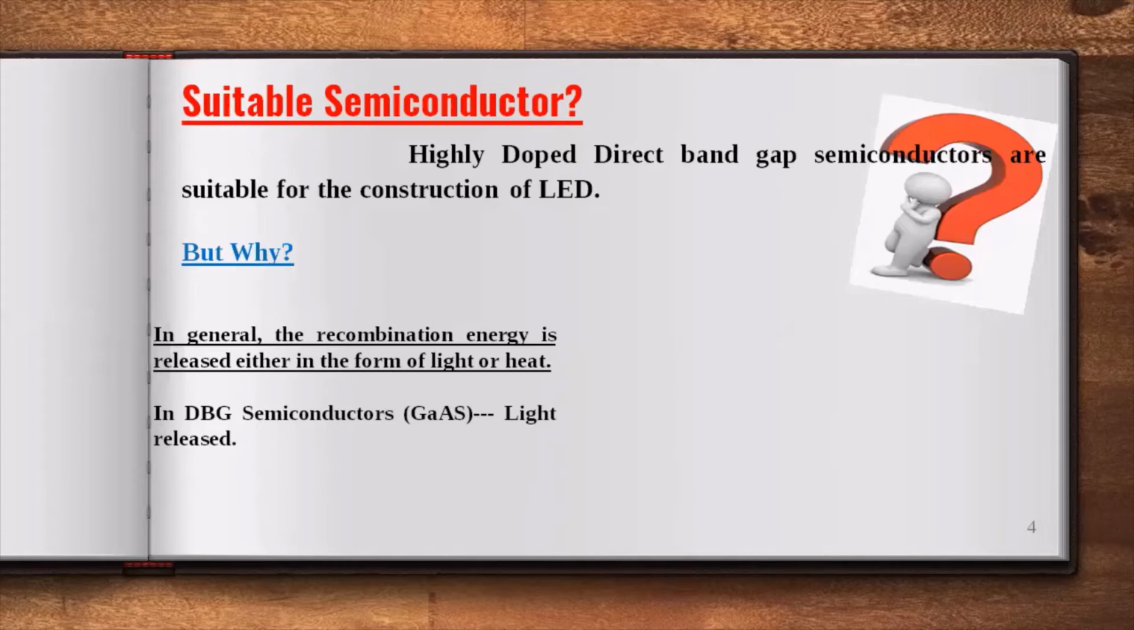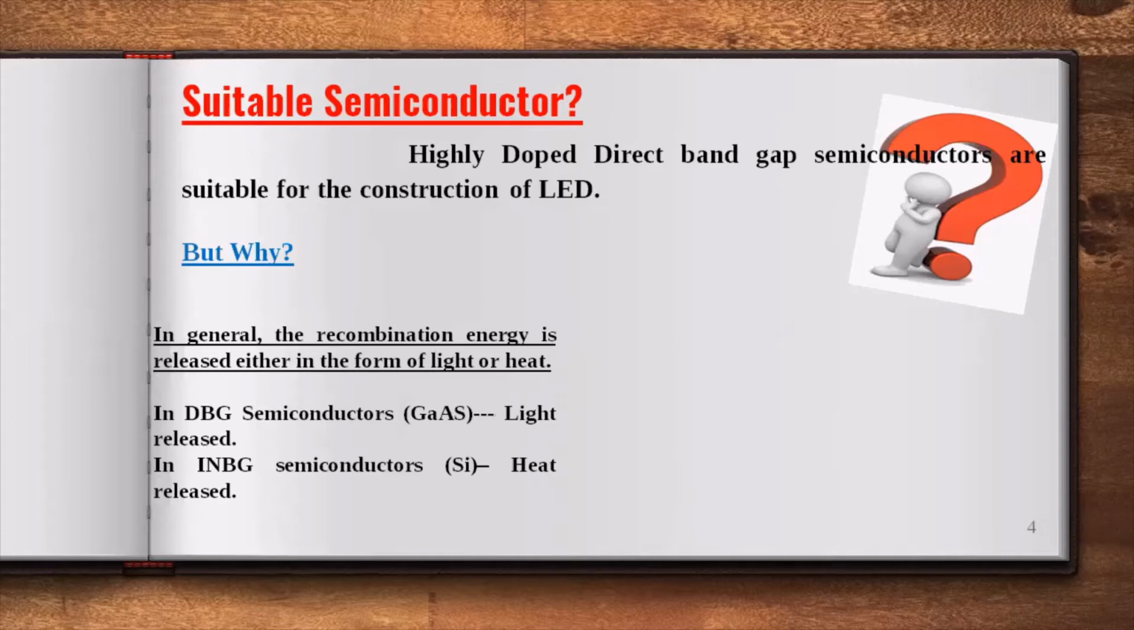Whereas in an indirect band gap semiconductor like silicon or germanium, the recombination energy is released in the form of heat. In this case, the electron of the conduction band and the hole of the valence band recombine in an indirect way. Examples of direct band gap semiconductors are compound semiconductors like gallium arsenide, indium phosphide, etc. Examples of indirect band gap semiconductors are elemental semiconductors like silicon and germanium.